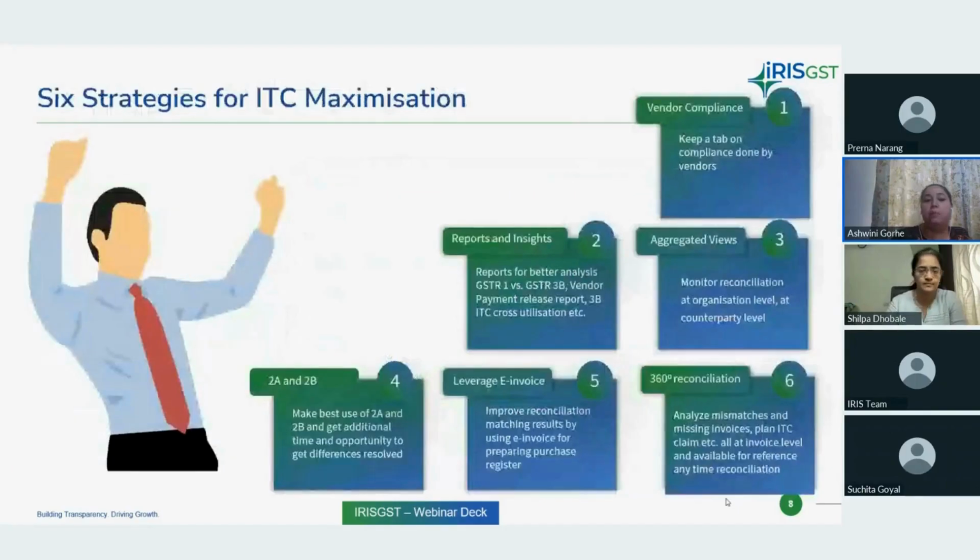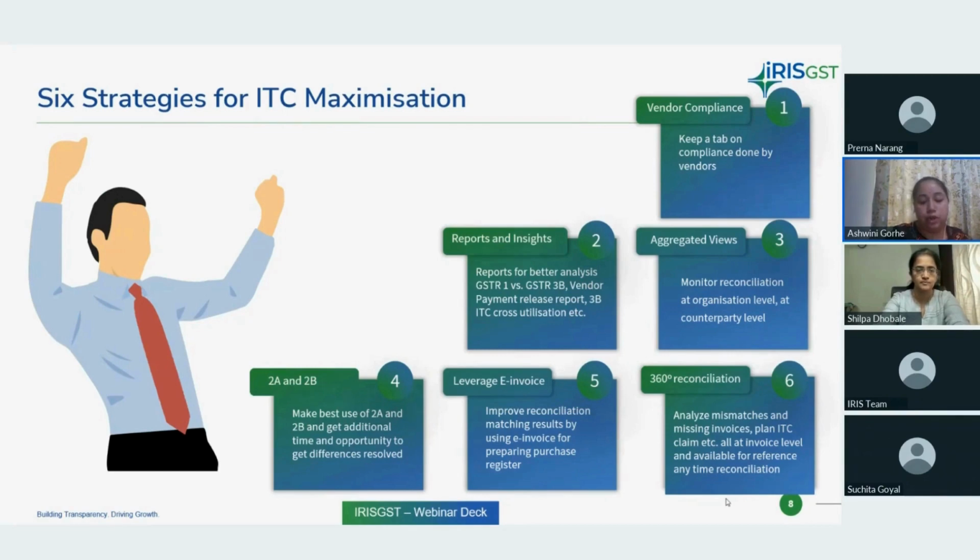Now let's talk about the strategies for ITC maximization. If you see what ITC is from the layman's angle, it is nothing but the input tax credit that you are taking on the tax that you have already paid to your supplier when you bought some kind of goods or services from him, right? So it becomes important as two parties are involved.